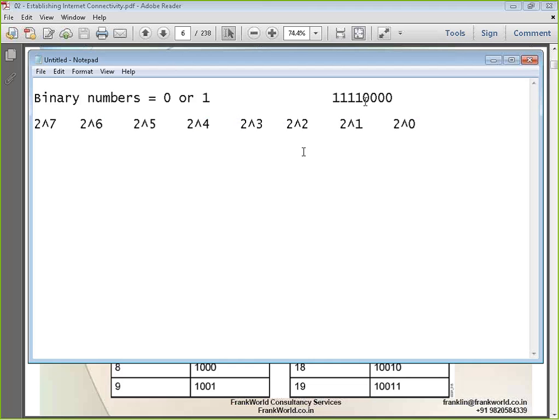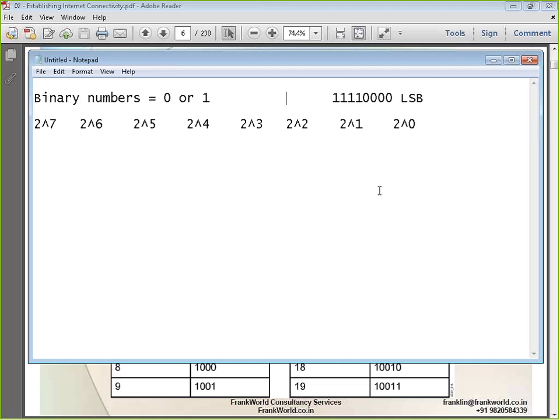Okay, now that's an 8-bit binary number. If you look at these 8-bit binary numbers, this 0 that you see on the rightmost portion is called the least significant bit. So this 0 that you see here is called LSB, that is least significant bit.